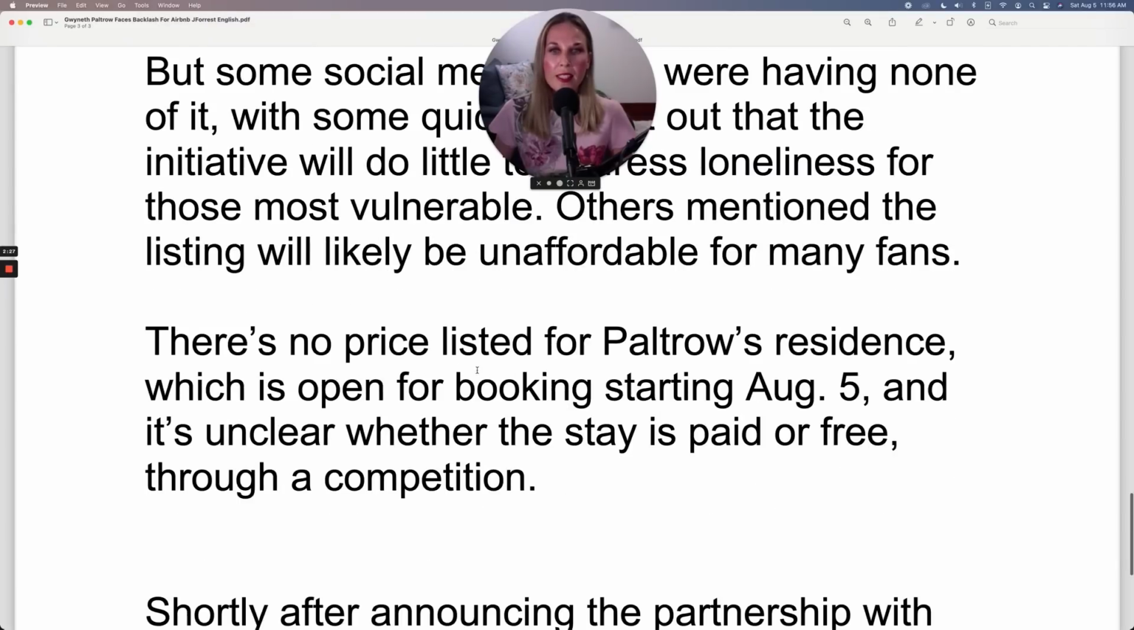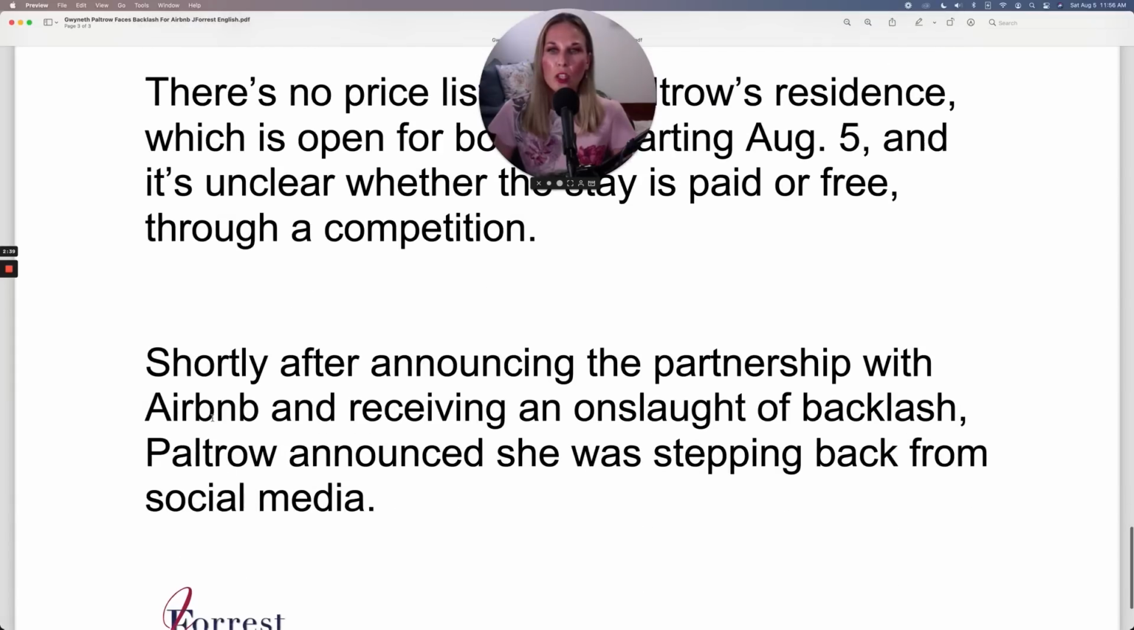There's no price listed for Paltrow's residence, which is open for booking starting August 5th, and it's unclear whether the stay is paid or free through a competition. Shortly after announcing the partnership with Airbnb and receiving an onslaught of backlash, Paltrow announced she was stepping back from social media.